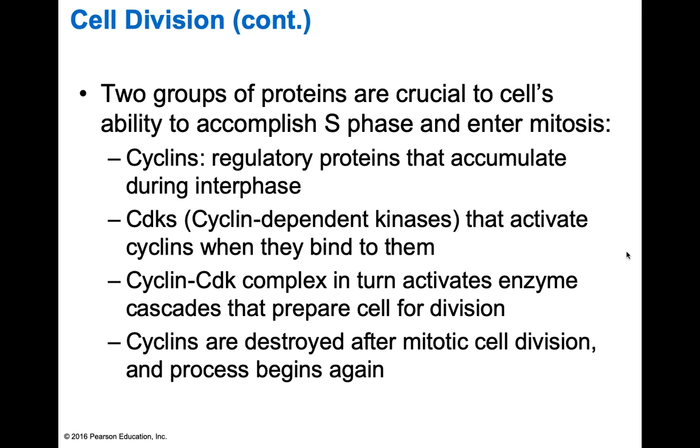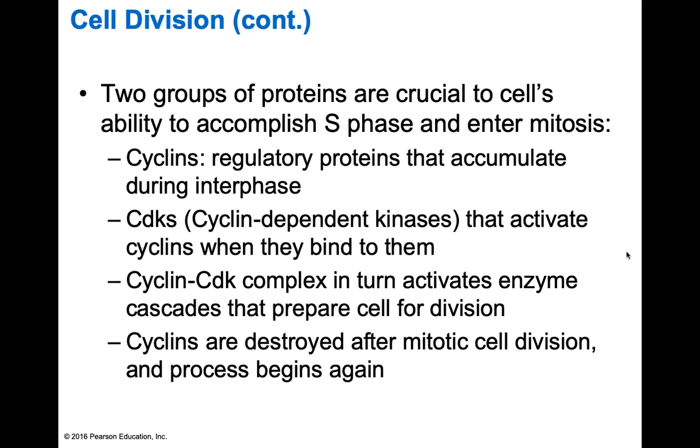Okay, and that is going to activate an enzyme cascade to help prepare for cellular division. Okay, our cyclins are destroyed after each mitotic cell division, and the process begins again. So you'll have a spike in our different cyclins as we're moving through the cell cycle, and then you will see that they get degraded, so then their specific levels will start to decrease as you are entering into the next stage. And this will just keep happening.